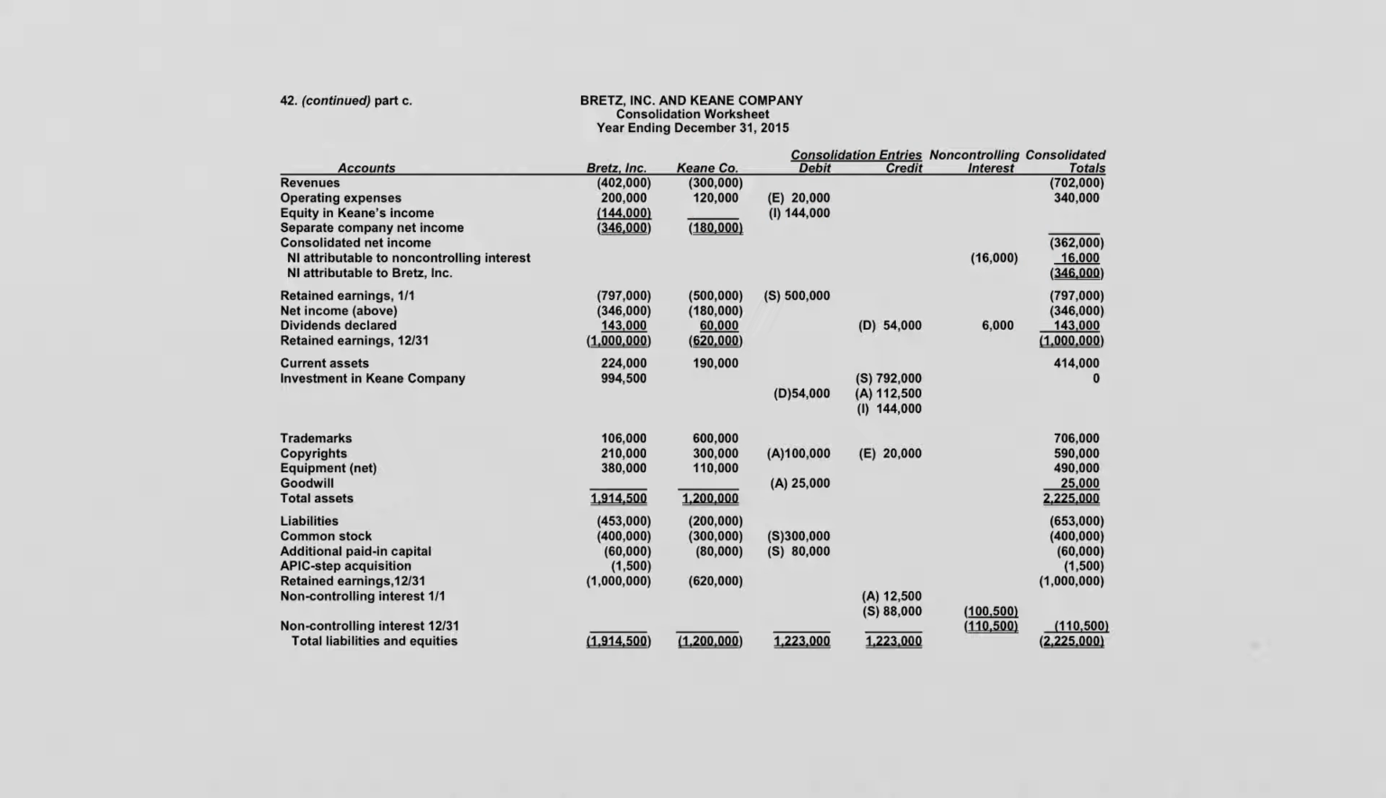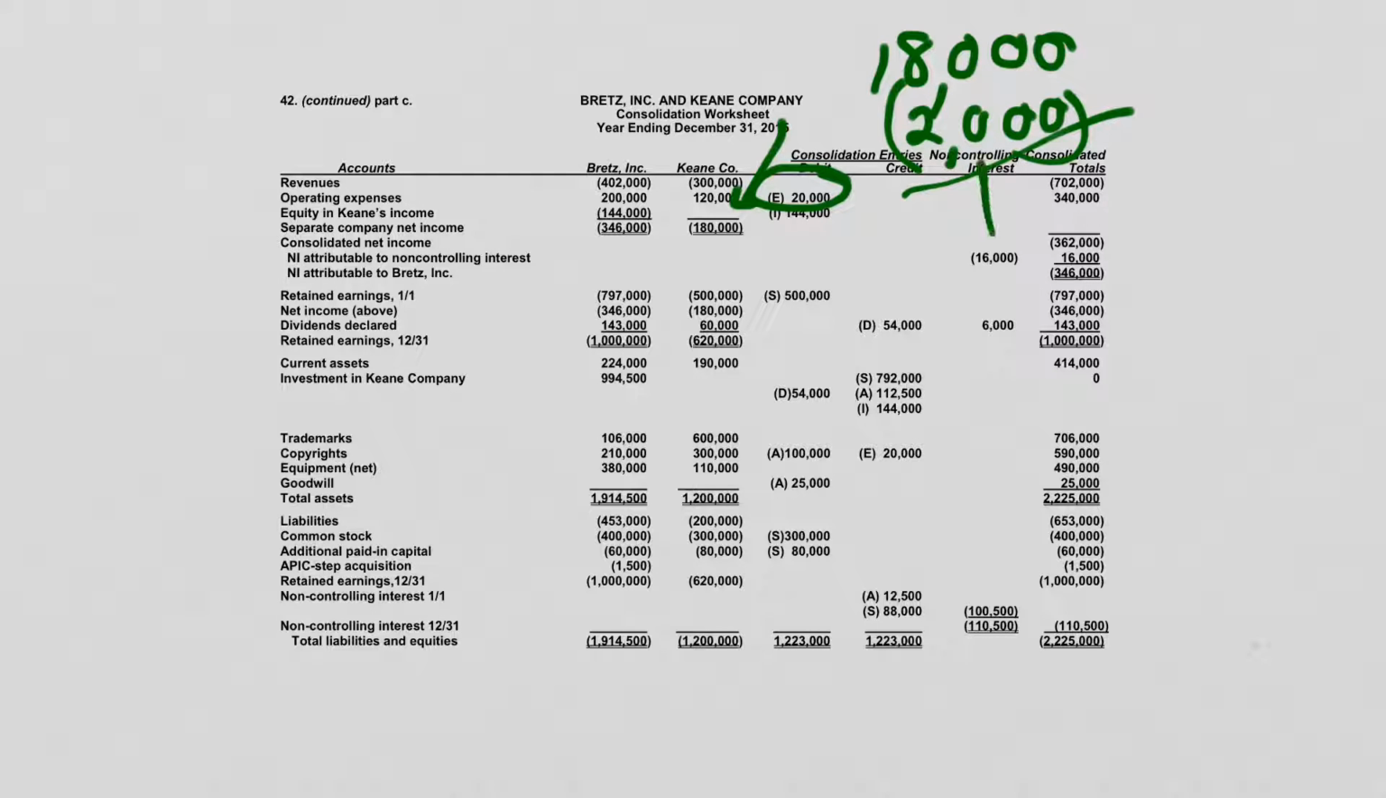All right, 180, take 10% of that, it's 18,000. Now take 10% of the adjustment for amortization, that's 2,000. Take it off the 18. And what do you get? 16,000. Oh, and you thought I couldn't do this.